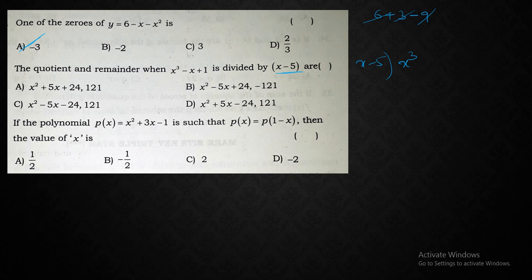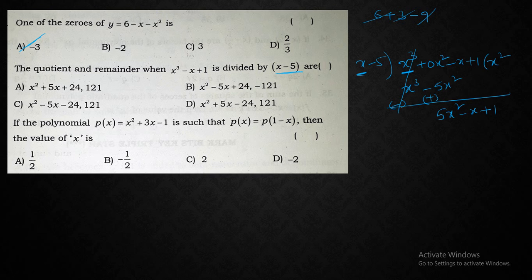Since the x square coefficient is missing, we will write it as x cube plus 0x square minus x plus 1. Now when I divide by x minus 5, the x should become x cube, so I need to multiply by x square. x into x square is x cube, minus 5 into x square is minus 5x square. In the next step, we need to change the signs. So x cube minus x cube gets cancelled, and this becomes 5x square minus x plus 1.